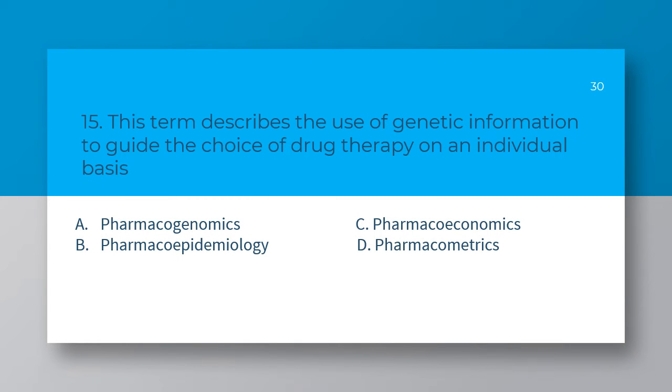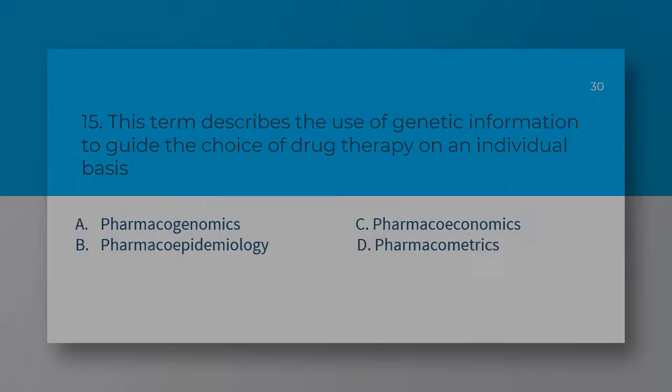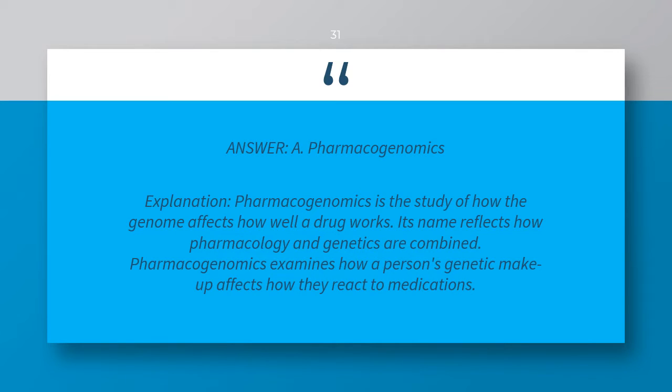Number 15. This term describes the use of genetic information to guide the choice of drug therapy on an individual basis. Answer is A. Pharmacogenomics. Pharmacogenomics is a study of how the genome affects how well a drug works. Its name reflects how pharmacology and genetics are combined. Pharmacogenomics examines how a person's genetic makeup affects how they react to medications.